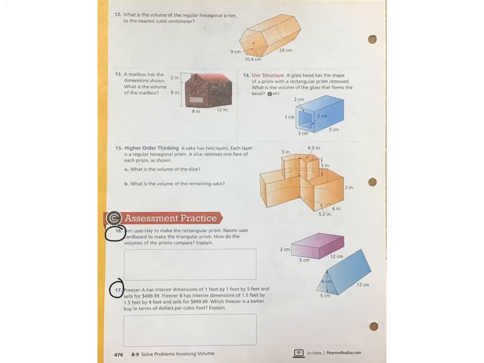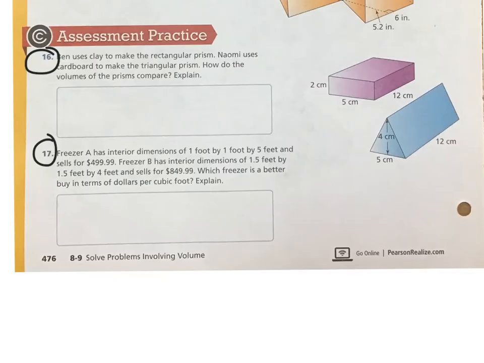Our last two problems will be numbers 16 and 17. Number 16. Ben uses clay to make the rectangular prism. Naomi uses cardboard to make the triangular prism. How do the volumes of the prisms compare? Explain. So the first thing that we need to do is find the volume of Ben's prism, and then find the volume of Naomi's prism. And then we need to make a comparison statement. So let's first look at Ben's.